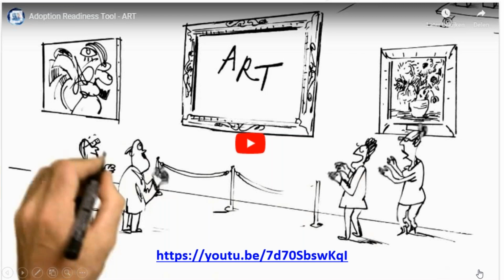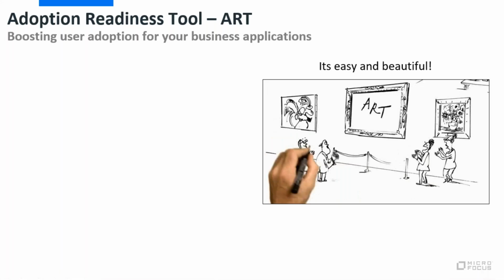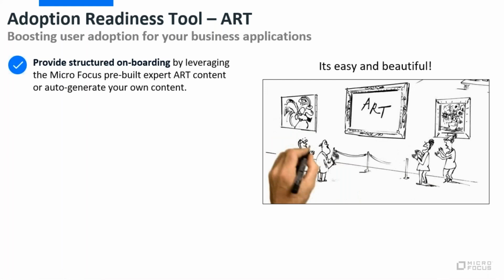Yeah, really great. So let's have a look here at Art and how we can reflect this to our initial key important ingredients for boosting user adoption. So it said that number one, provide structured onboarding, and we can do that by leveraging the Microfocus pre-built expert Art content that we have created over the last 5-6 years over the Microfocus software solutions. And of course, you can also add your own content. You can create and generate your own content as well.